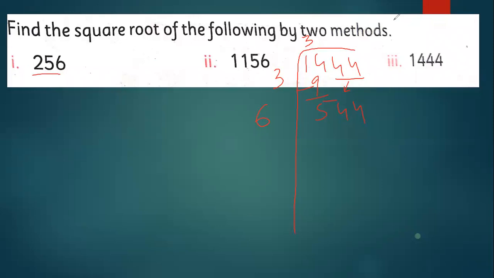So if you take 8, multiply this 8 with 8 and 6. So first, 8 8s are 64. 6 is there. 8 6s are 48, and this 6 makes 54. So it is done. The square root of 1444 is 38.